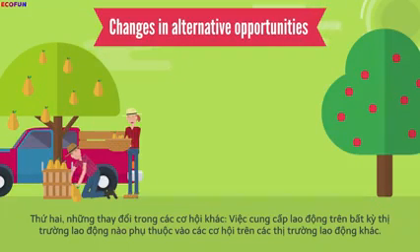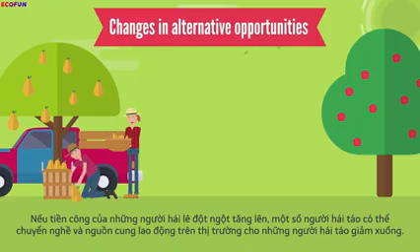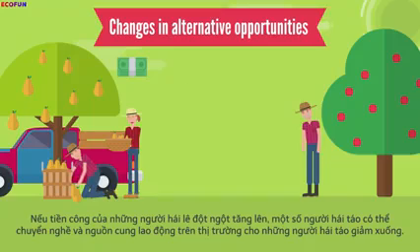Second, changes in alternative opportunities. The supply of labor in any one labor market depends on the opportunities available in other labor markets. If the wage earned by pear pickers suddenly rises, some apple pickers may choose to switch occupation, and the supply of labor in the market for apple pickers falls.